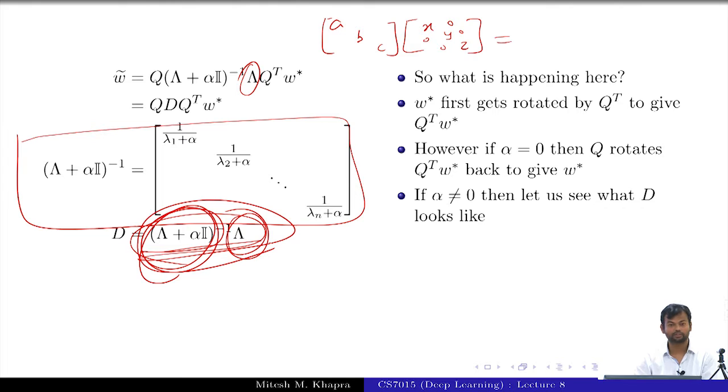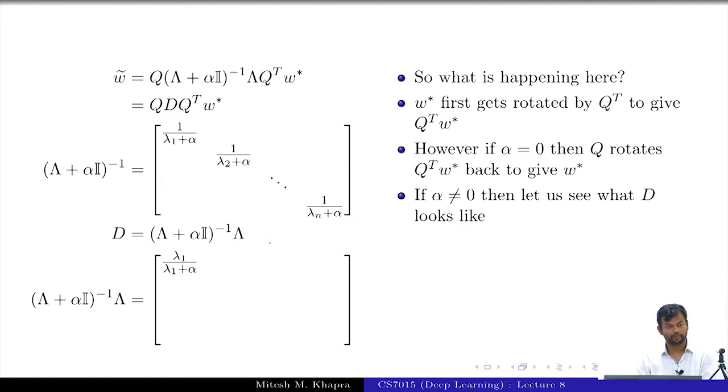If you can actually make out, it would be a diagonal matrix. And what would the diagonal elements be? Is it fine with everyone now? Okay? Is it okay? Fine.